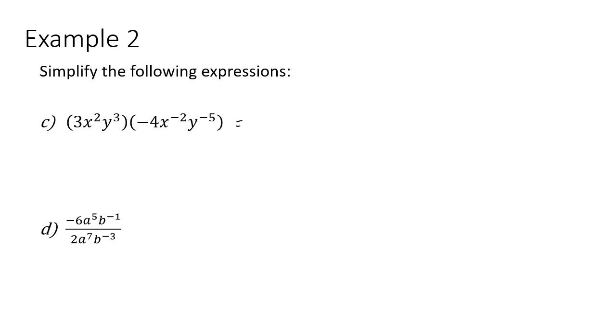All right, so for part C, I'm not going to bother to write out the rearranging this time. I'm just going to jump straight into multiplying the like terms. For the numbers, we're going to have 3 times negative 4, which is a negative 12. For the x's, we've got x to the second times x to the negative second. So we're going to add the exponents together. And for the y's, we've got y cubed times y to the negative 5th. So again, we're going to add the exponents together.